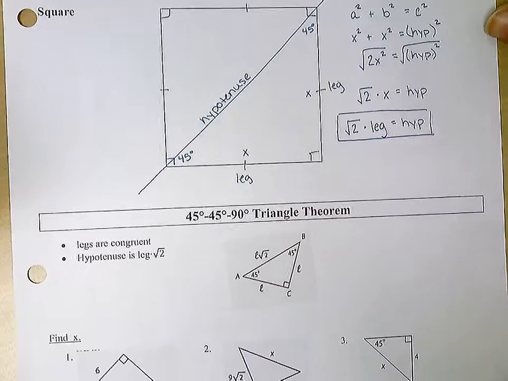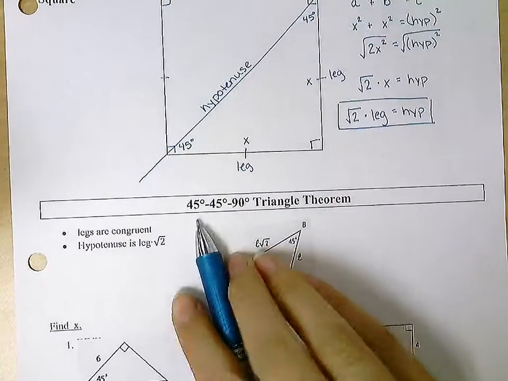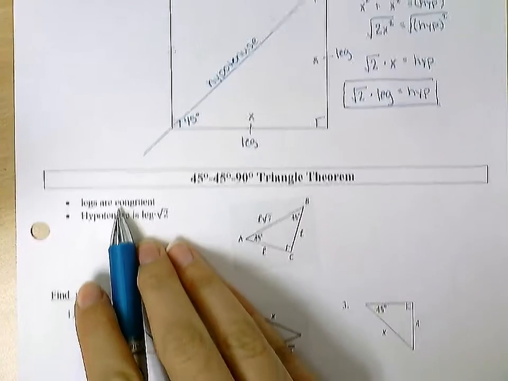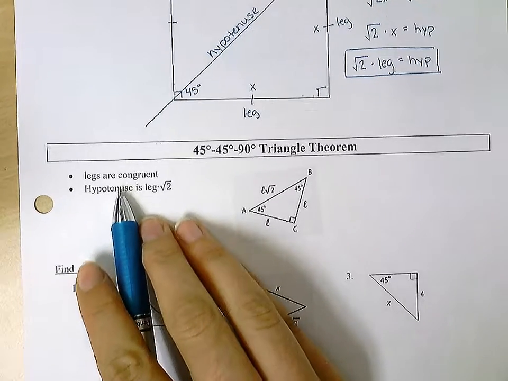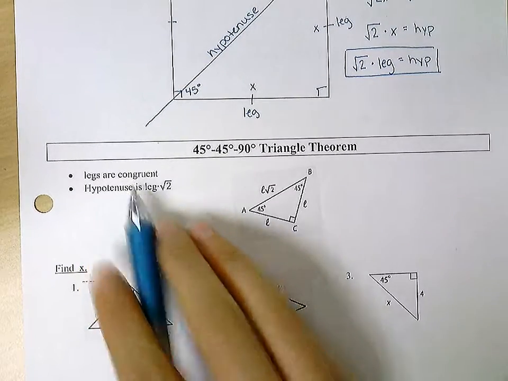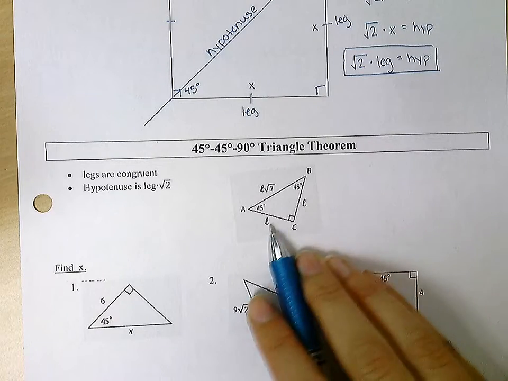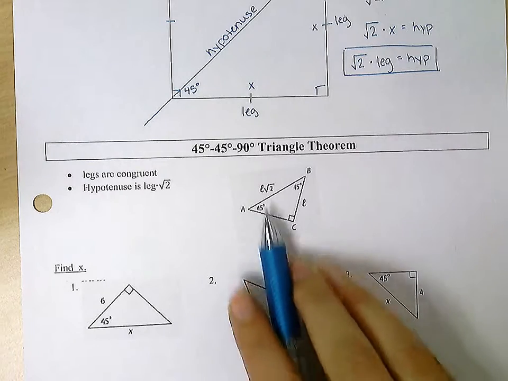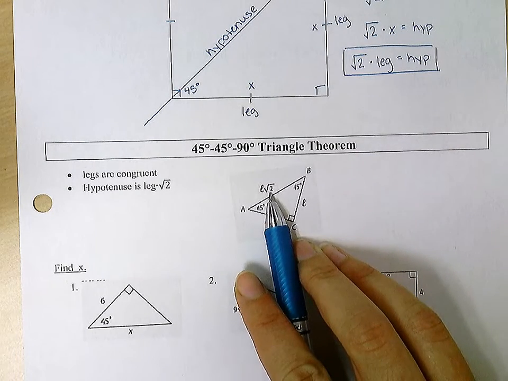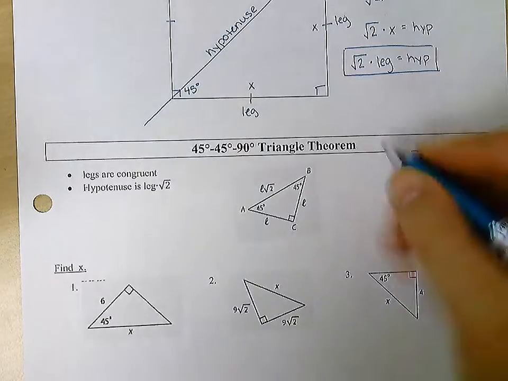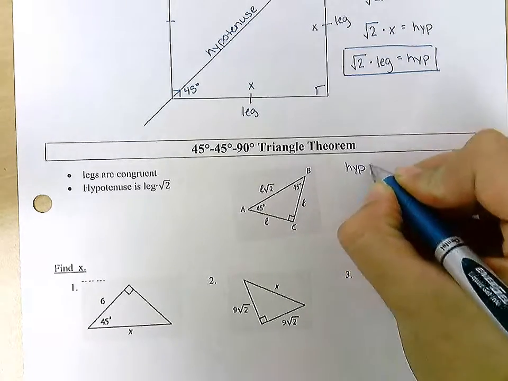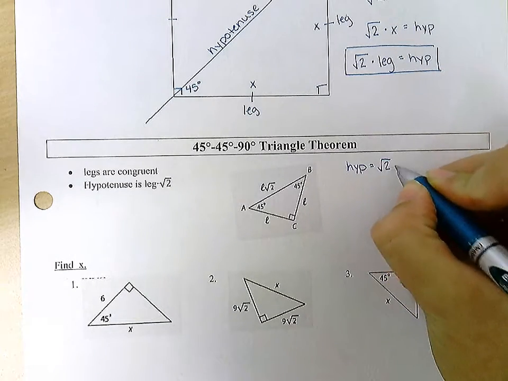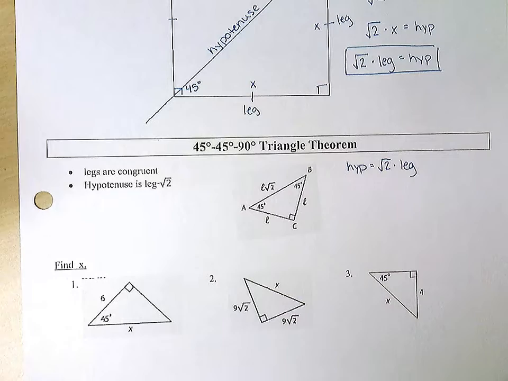So if we look below here where it says 45, 45, 90 triangle theorem, we have our legs are congruent in this right triangle. Those are labeled L. And then the hypotenuse is taking that leg, which is L, and multiplying it by the square root of 2. Okay, so over to the right here, I'm going to rewrite our rule. So we have the hypotenuse is equal to the square root of 2 times a leg.